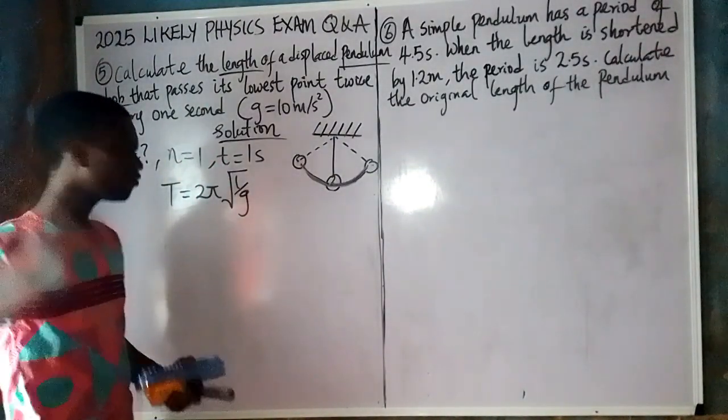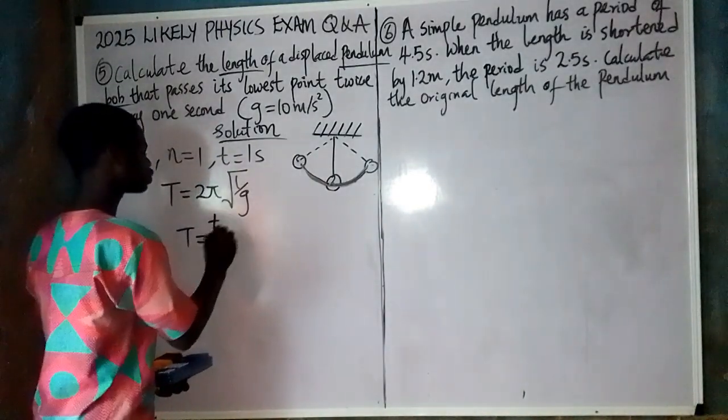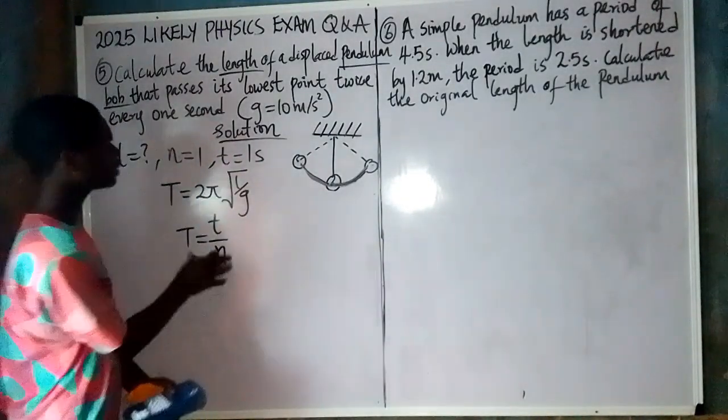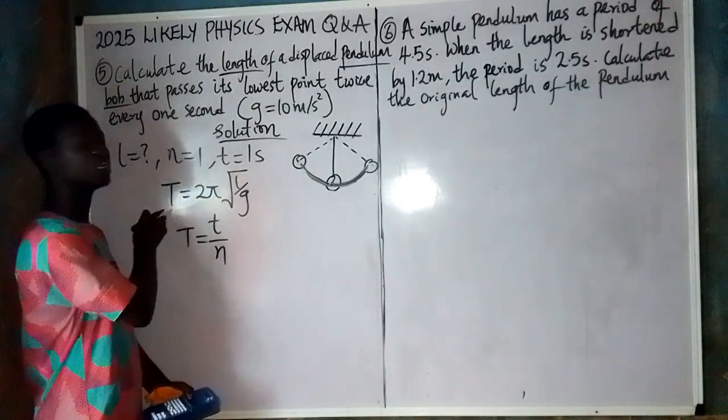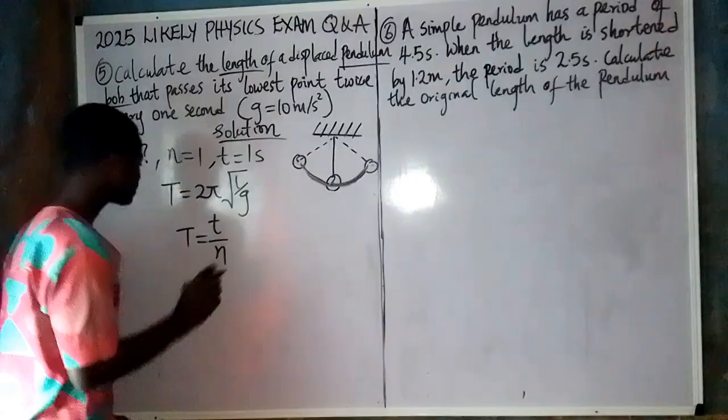There is another formula for period, which is what? Big T is equal to small t over n. We can actually use this formula to get big T and then come back to use the first formula. Is it not? Let's do that now.